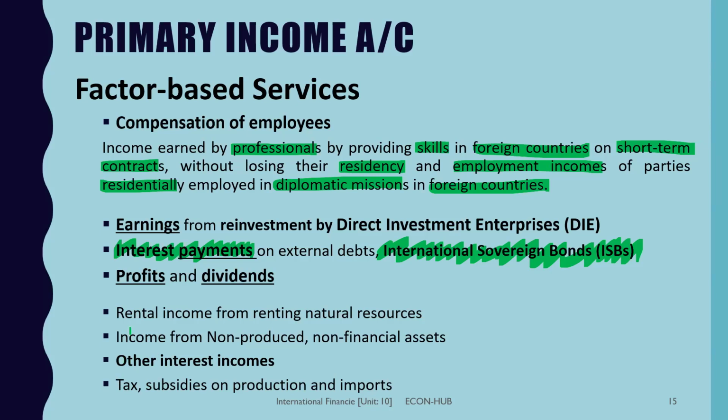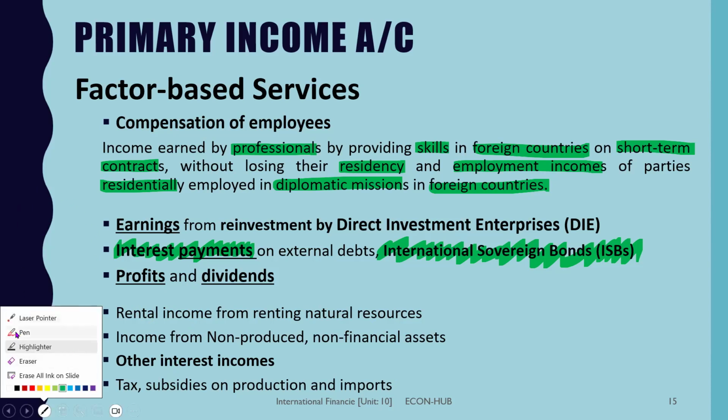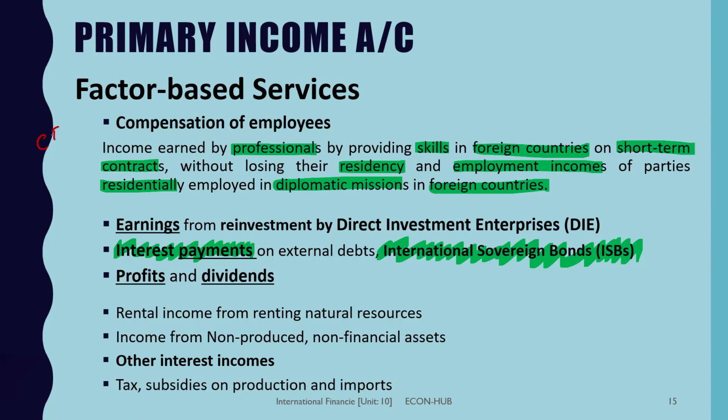Then for the investments, items such as rental income, income from non-produced, non-financial assets, other interest incomes, and tax subsidies on production and imports, all of those things related to primary income. The main items have been highlighted, and you have to remember most of these items. It's good if you do, but a simple way to remember is we have CE, compensation of employees, and these could be seen as IPDs.